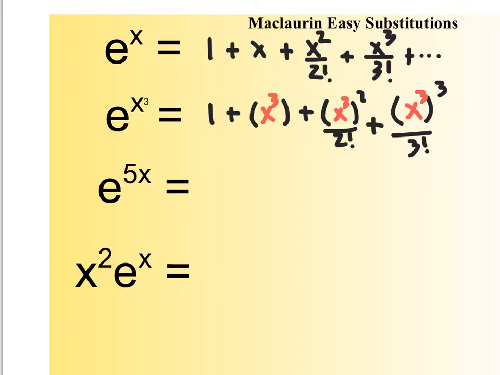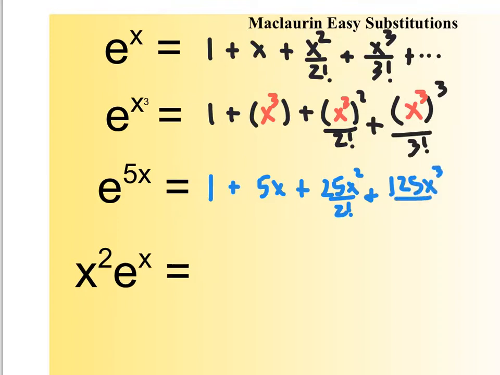Same thing here. So if you have e to the 5x, you'd still have 1 plus 5x plus 25x squared over 2 factorial plus 125x cubed over 3 factorial. And some of that can be reduced, that last term there, but just for purposes of time and space, I'm going to leave it alone.